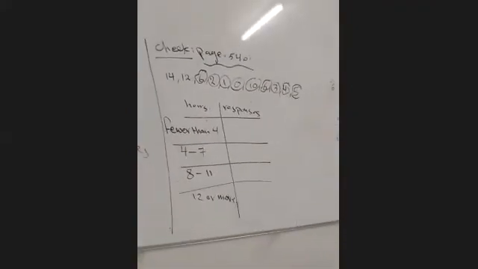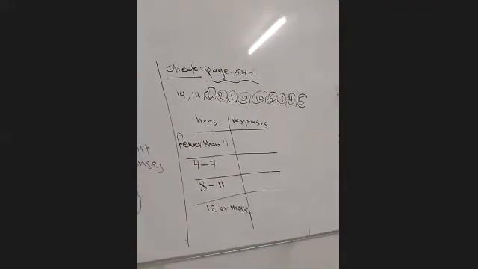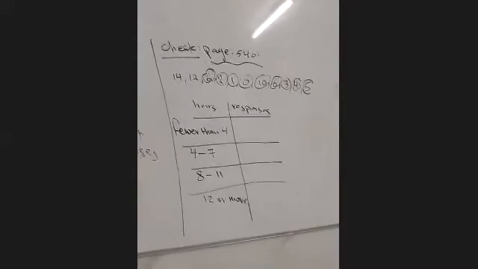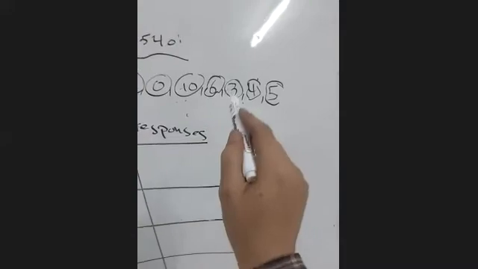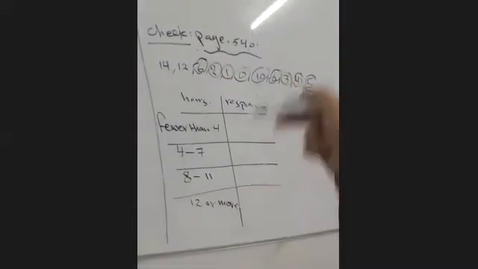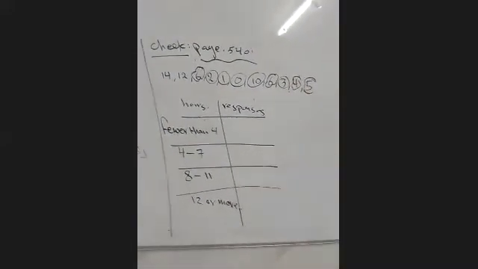Let's do the check. In the check, they gave me this data: 14, 12, 6, 2, 1, 0, 10, 6, 3, 4, 5, and they want us to fill the table with it, okay?